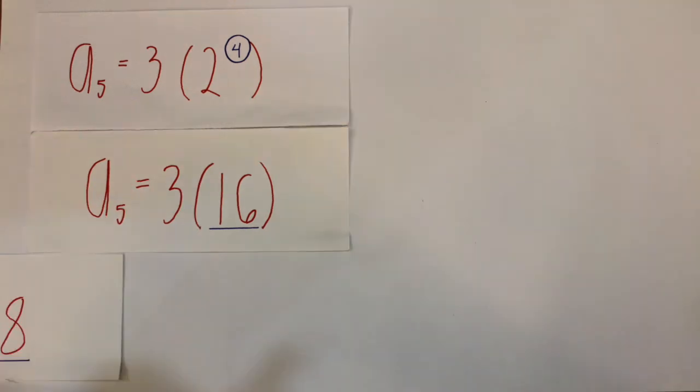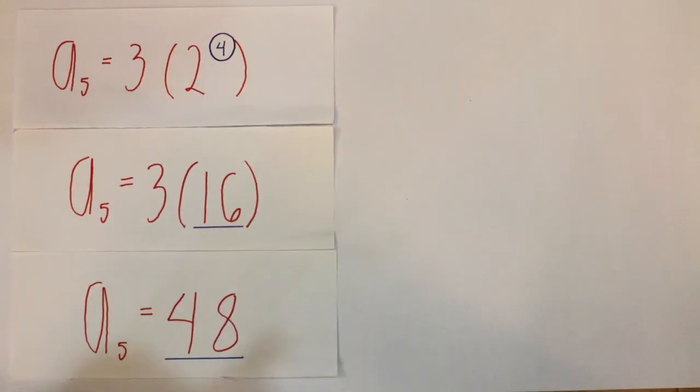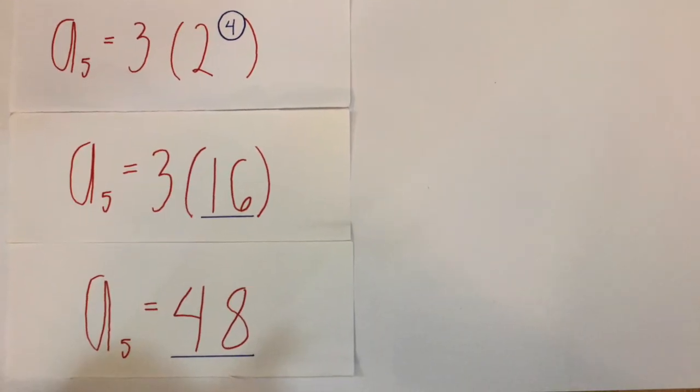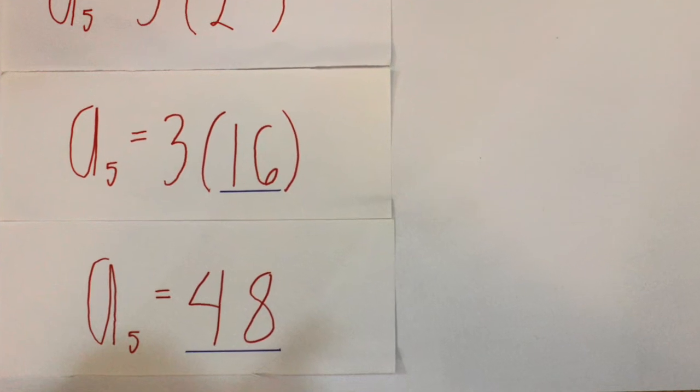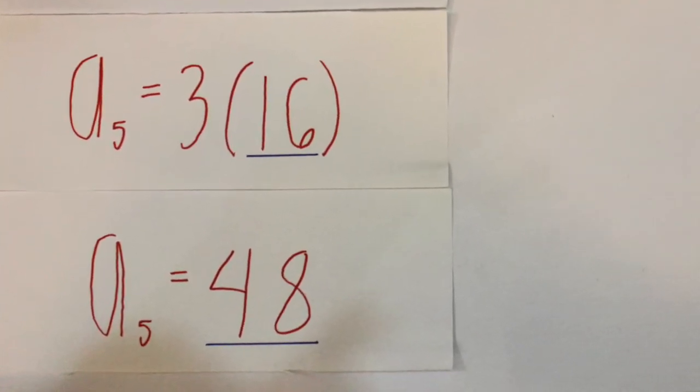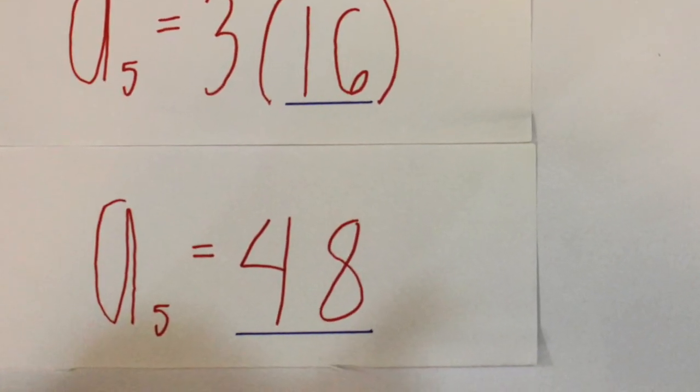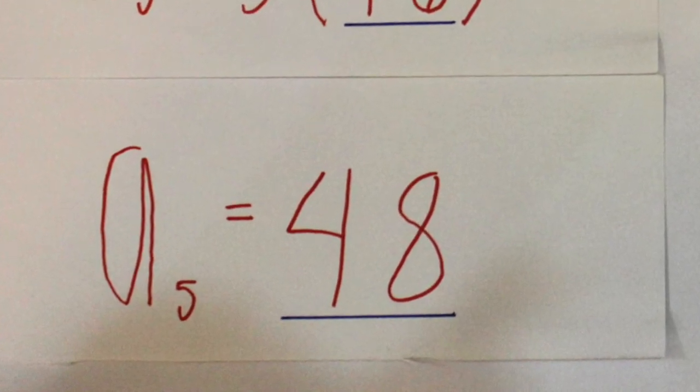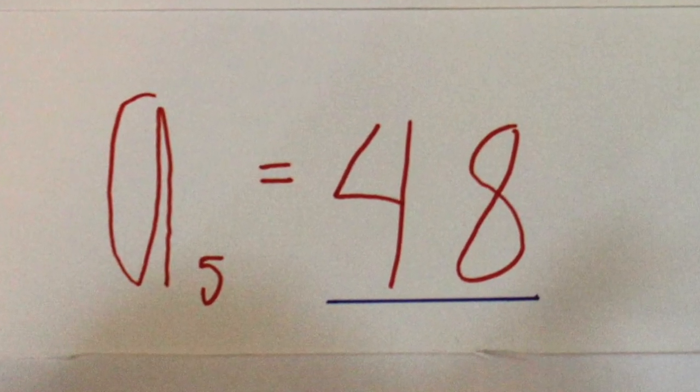Seventh step, we are almost done. Since the answer you got by multiplying your a sub 1 by 16 is 48, then you are now done. You just have to complete the answer by writing a sub 5 equals 48. Let's try another.